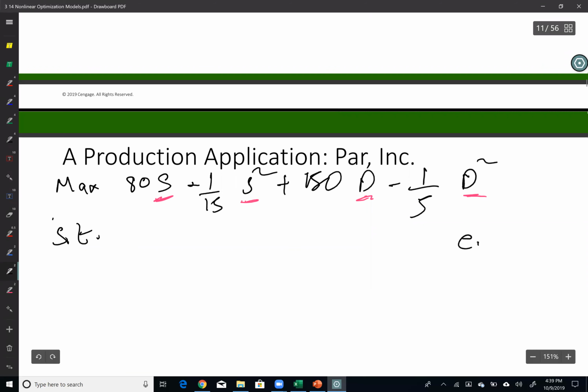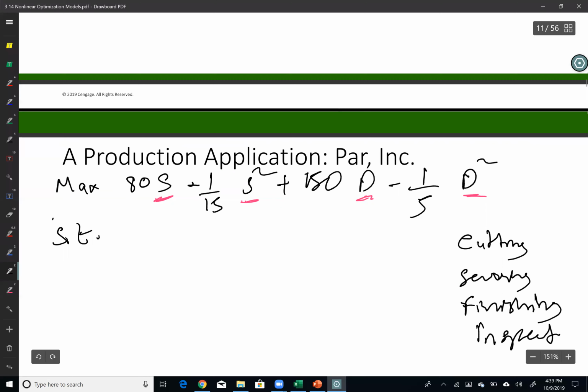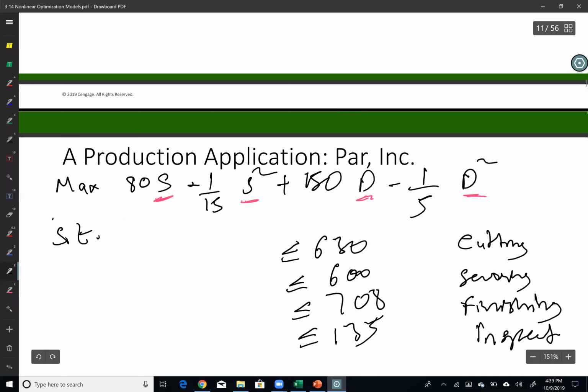So I have the cutting department constraint, sewing department constraint, finishing department constraint, and finally I have the inspection department constraint. And I have 630 hours available here. Sewing department, I have 600 hours available, 708 hours available, excuse me, in the finishing department, and 135 hours available in the inspection department. And these constraints are less than or equal to constraints. So I cannot spend more time than those hours.